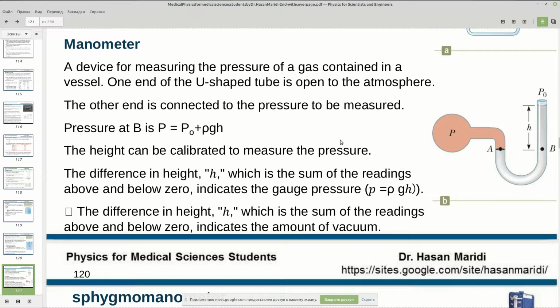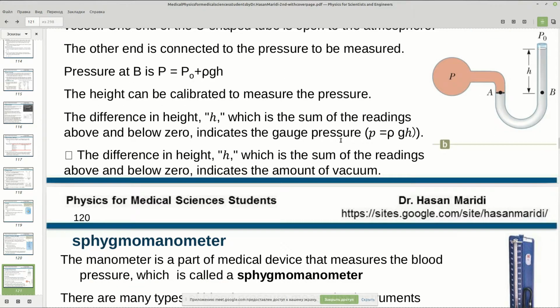The difference in height h, which is the sum of the readings above and below zero, indicates the gauge pressure. P is equal to rho g h. The difference in height h, which is the sum of the readings above and below zero, indicates the amount of vacuum.